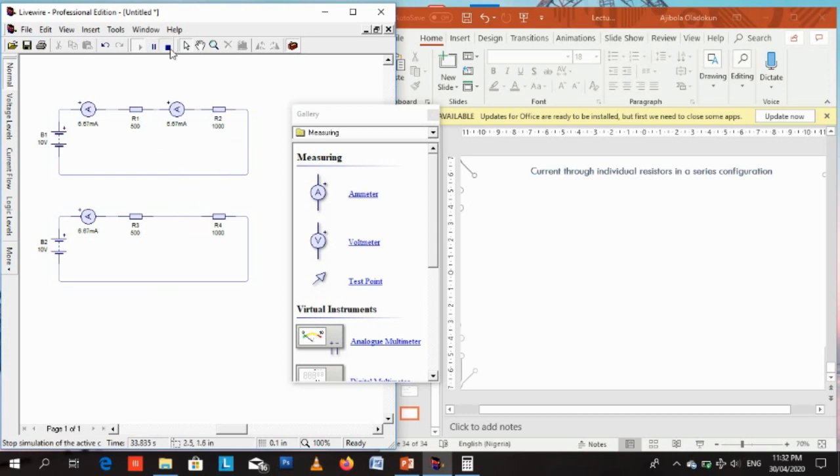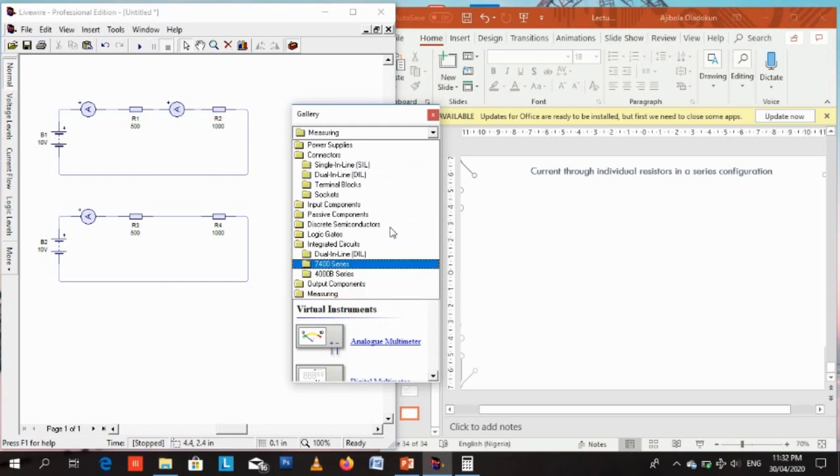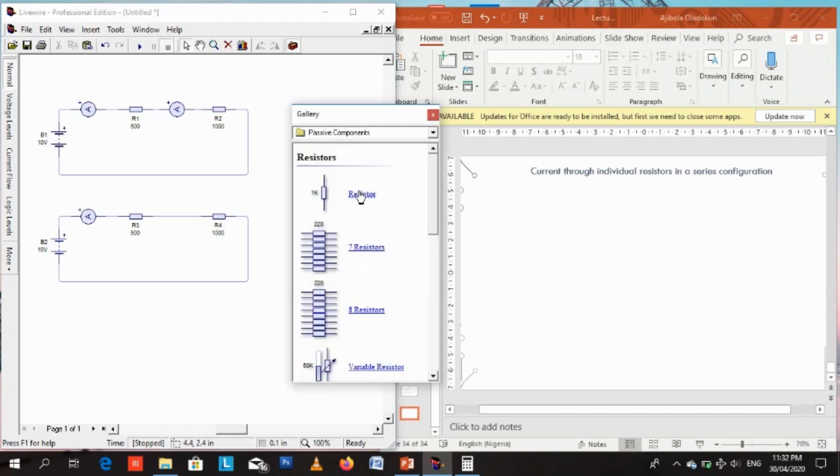So regardless of the value of the resistance, if you connect resistors in series, the same current will flow through them. That is another hypothesis I want you to take to heart or to store in your mind.